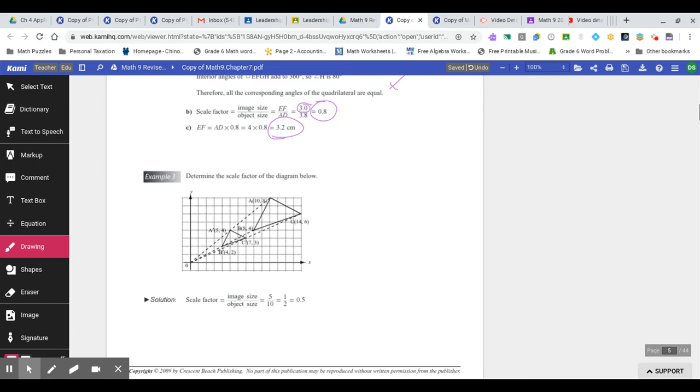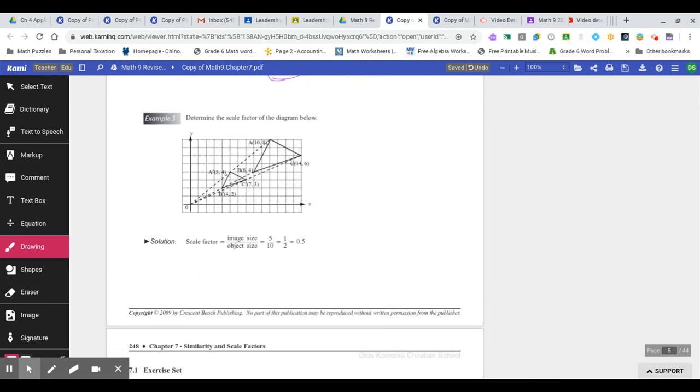Okay, here we go. Question 3, they put their original and their image on a grid and gave you the points that they meet at. Now pay attention here. Do you see the primes? This triangle down here is the one that has A prime, B prime, C prime on it. So that is the new. This is the original. So we have to keep track of what we're doing here. So we're going to go from a larger triangle down to a smaller triangle.